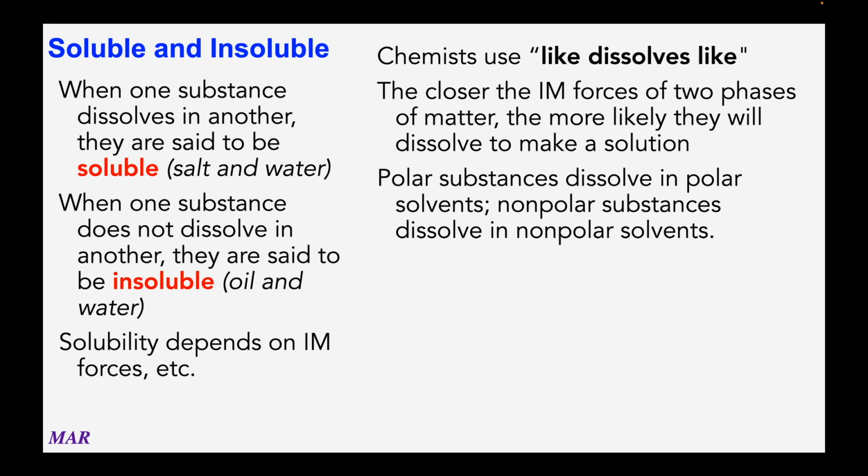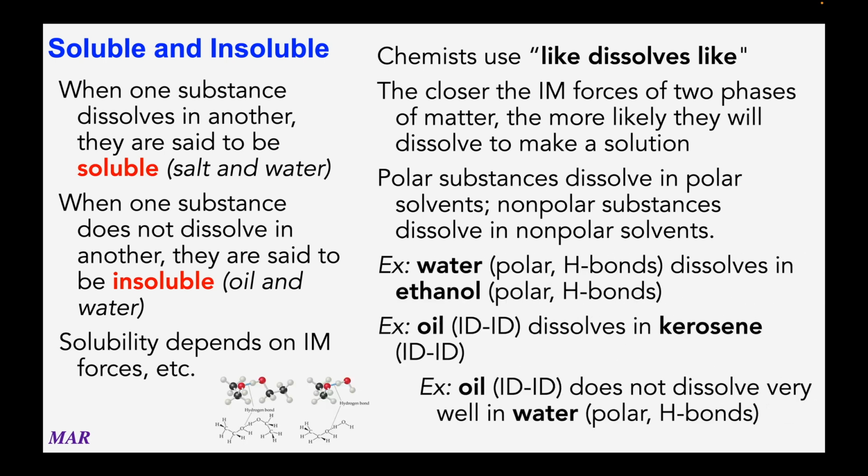So if you have to guess if two substances will be soluble, if they'll dissolve, or if they're insoluble, they won't dissolve, a really good rule of thumb is that similar intermolecular forces will dissolve in other similar intermolecular forces. So what I mean by that, polar substances generally dissolve in polar solvents, and nonpolar substances generally dissolve in nonpolar solvents. It's rare for polar substances and nonpolar substances to get along, if you will. That would be an insoluble example.